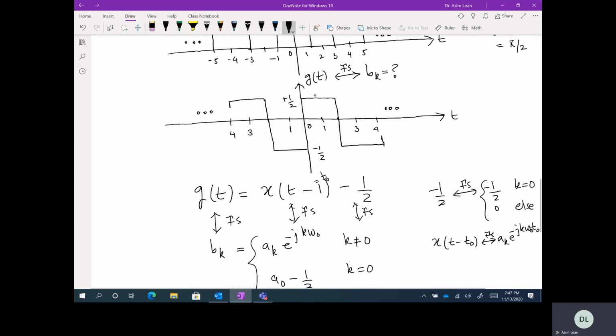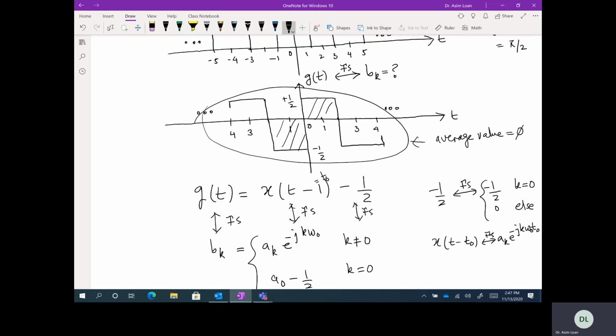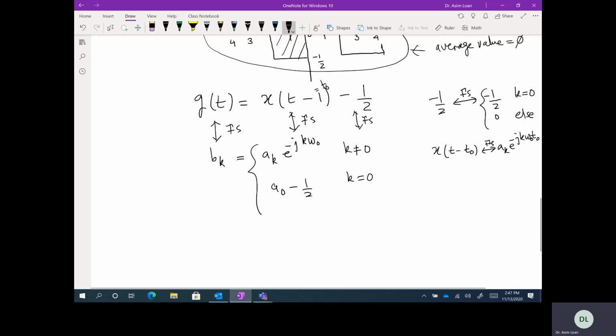And if you look at this waveform, it has no DC value. The average value, which is simply the area under the curve, is 0, because we have positive here and negative here. Positive and negative areas cancel, so obviously this is 0. So average value is 0. So what is b_k then?